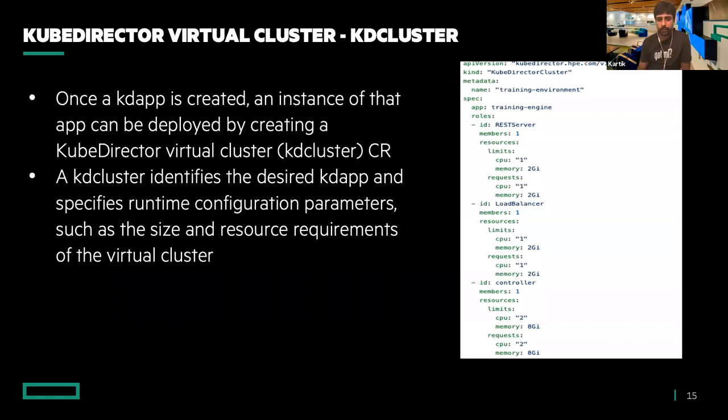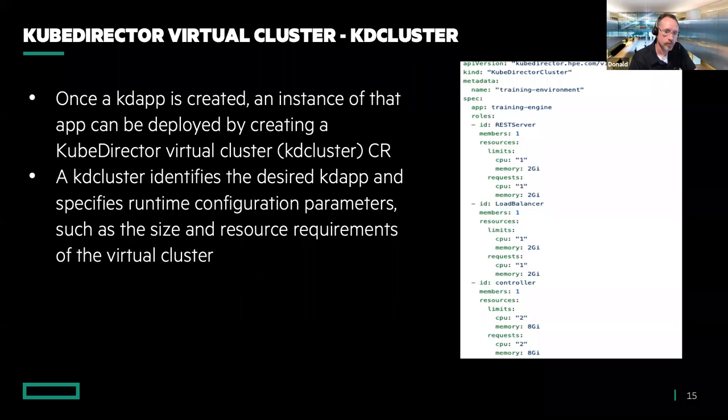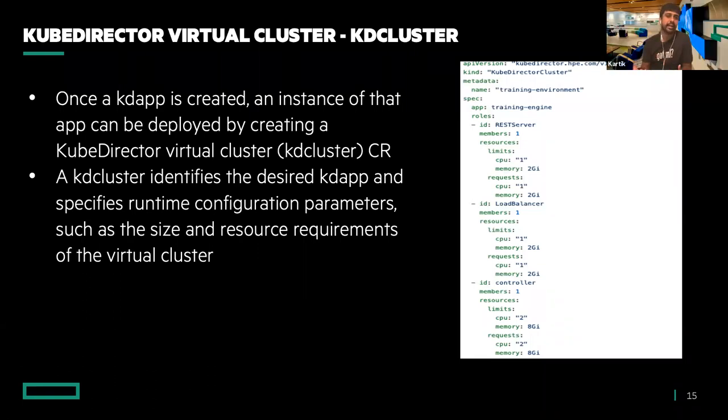Thanks, Tom. So now we are looking at the second important custom resource that KubeDirector manages, which is a KubeDirector cluster. So a KubeDirector application is kind of a template, a very static thing where you define a bunch of mappings between roles and services and service to endpoints. This is the more interesting part which KubeDirector manages: the instantiation of that particular KubeDirector application. You can create one or many KubeDirector clusters, and KubeDirector is constantly watching this custom resource called KubeDirector cluster, and anything that's happening in the cluster, it's reacting to the change.